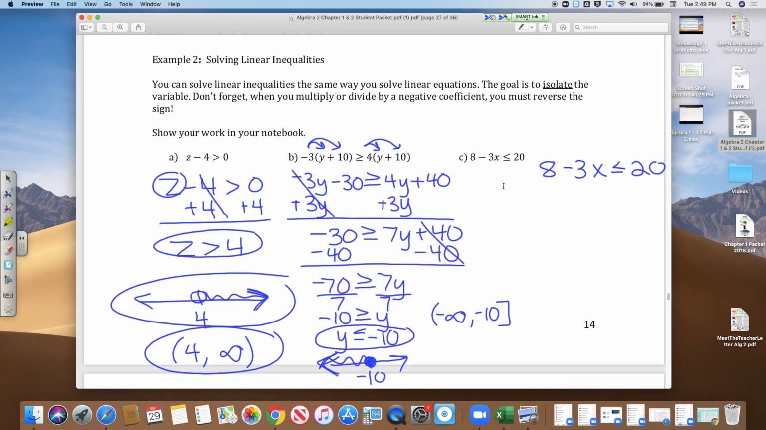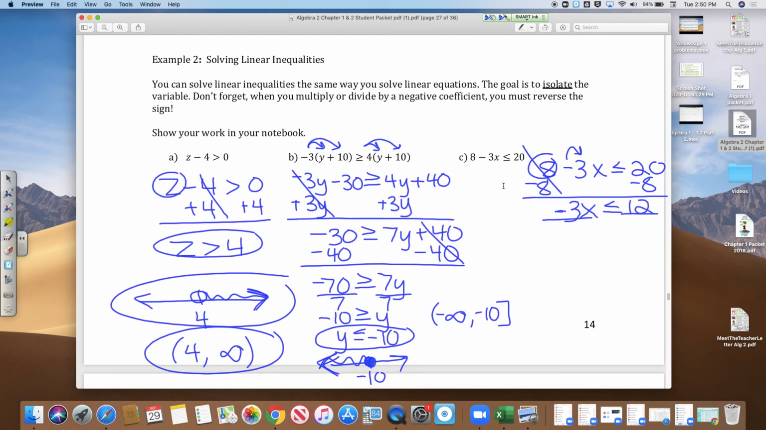This is 8 minus 3x, but this little negative symbol, this minus sign, is actually attached to the 3x. That's a negative 3x. So we have to get rid of this positive 8 right here. The only way to get rid of a positive 8 is by subtracting 8. Now I know that's a little confusing because this was subtraction in the problem, but this negative sign is attached to the 3x. That's a negative 3x. So you have to subtract the 8 to get rid of the positive 8 there. So I get negative 3x is less than or equal to 12.